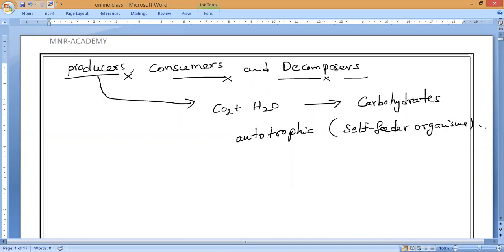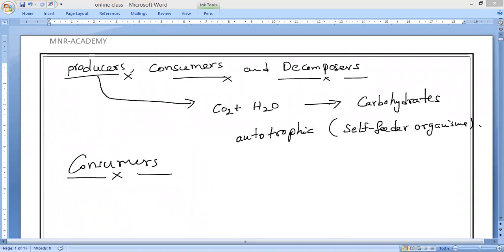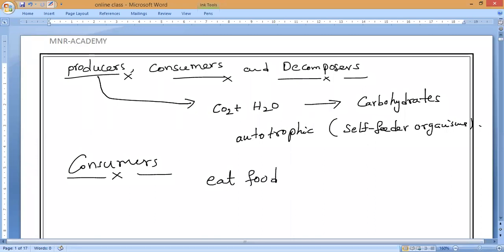Now coming to consumers. In our class we are going to study what consumers are and the types of consumers in detail. If you notice, the name itself represents the definition. So what do you mean by consumers, guys? Anybody can say? Consumers means, remember, the organisms which consume food, or simply which eat food prepared by whom, guys? Prepared by producers. That is what we call consumers.